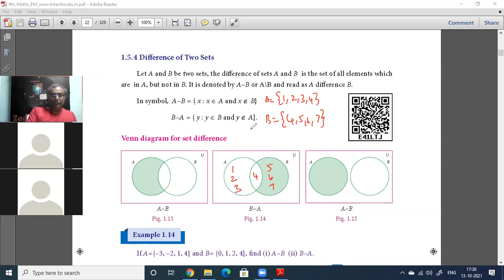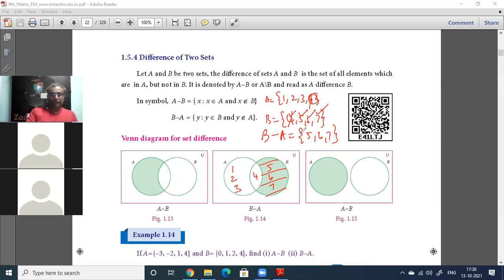Now you have to see Y such that Y is an element of B. Okay. Y is an element of B, but it is not an element of A. No, it is in A, so you'll have to cancel it off. Y is an element of B and is not an element of A. Yes, 5 is like that. 6 element of B but not an element of A. Correct, 6 also. 7 element of B but it's not an element of A. Okay, so B minus A is equal to 5, 6, 7. Okay, this area, 5, 6, 7.